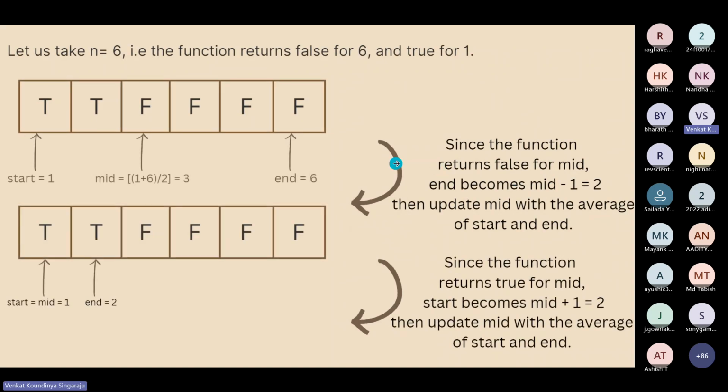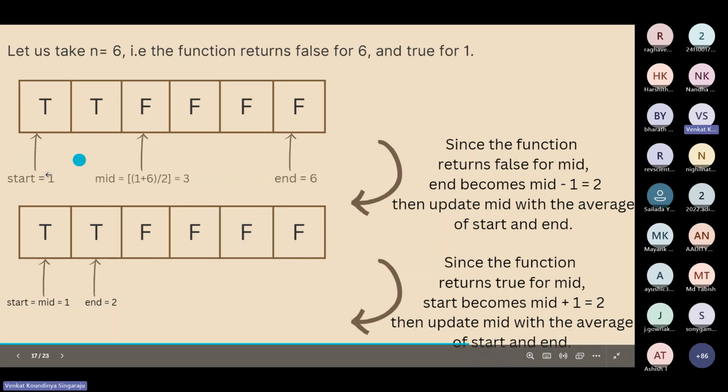So let us understand it through this example. Here, let us take n as 6. That is, for 1, the function returns true. For 6, the function returns false. And now mid is start plus n by 2, which is 7 by 2, 3.5, and you apply the greatest integer function, it becomes 3. Now f of 3 is false. So what do you do? You make end as mid minus 1. So end becomes 3 minus 1, which is 2. So end becomes 2 and start remains 1.